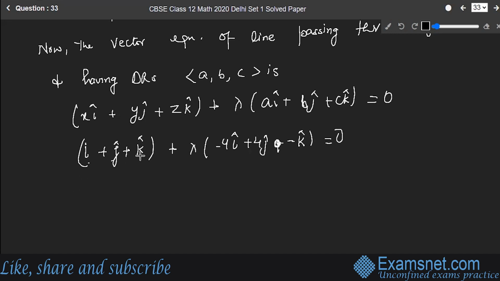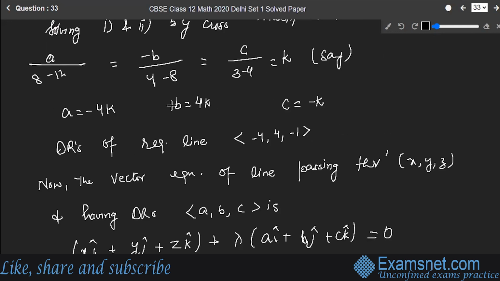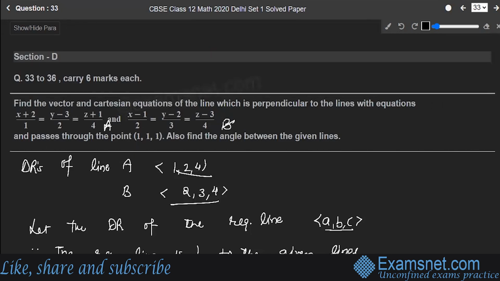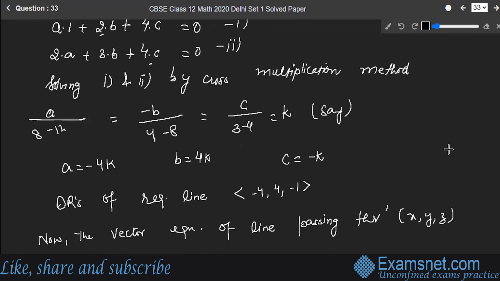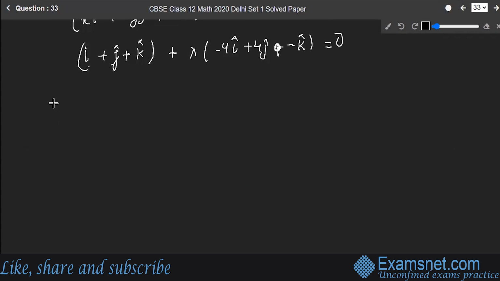Why is there i, j, k? Because x, y, z, it is said in the question that it is passing through the point 1, 1, 1. So xi plus yj plus zk is taken as i plus j plus k. Hope you got this thing. Okay. So this is the required line. That's it. We got our answer over here. And this is the first answer.